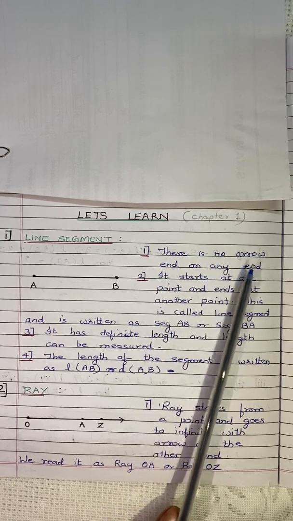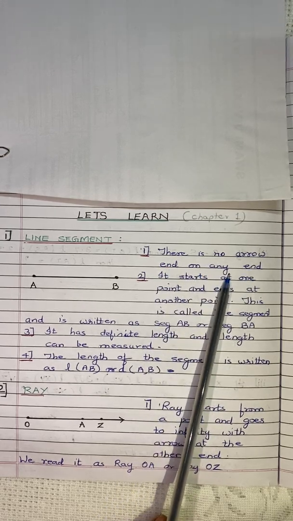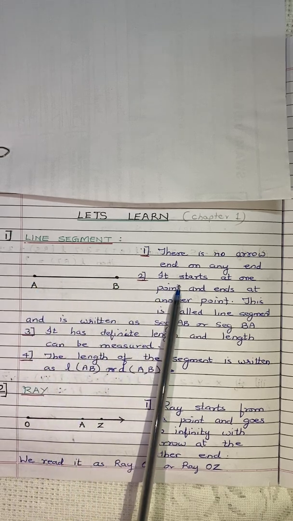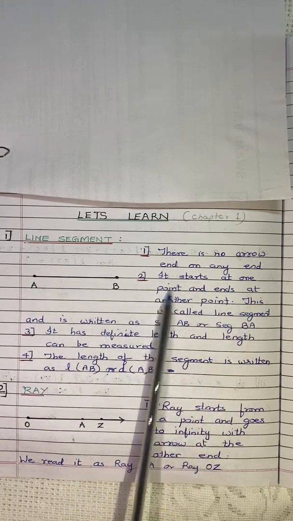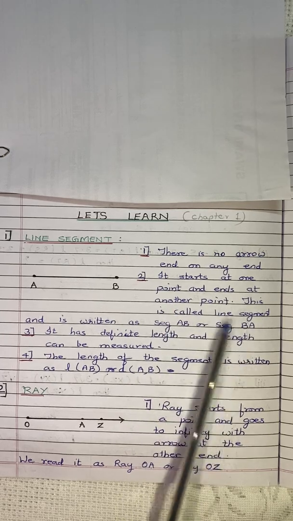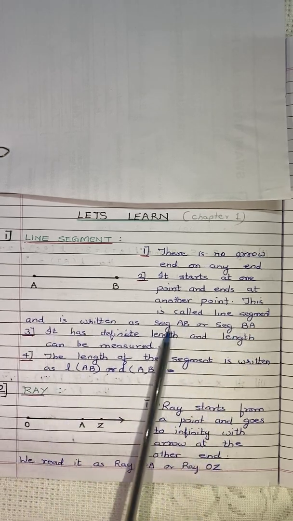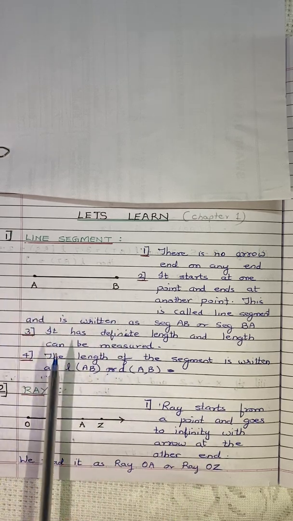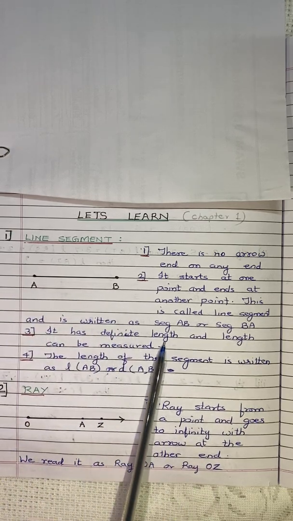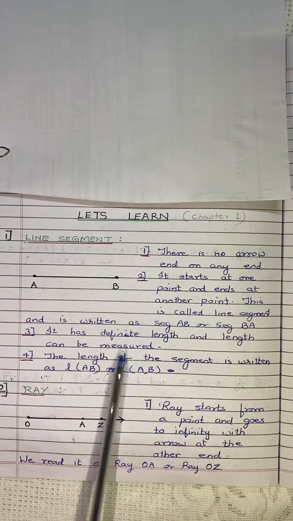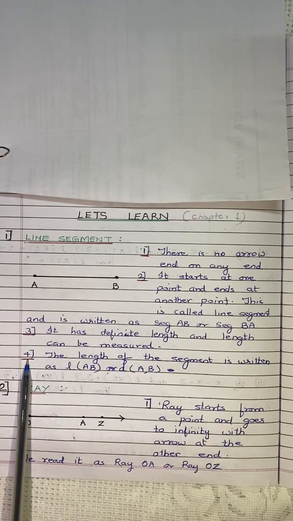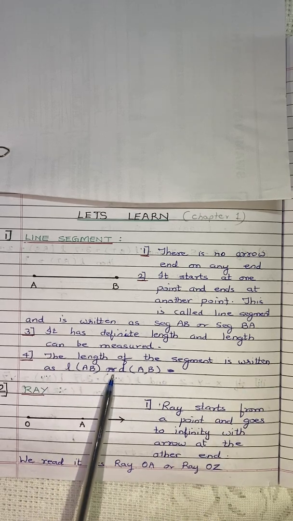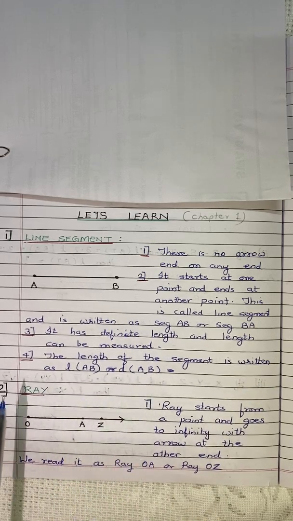There is no arrow at any end. Like if you see at these two ends, there is no arrow. It starts at one point and ends at another point. This is called a line segment and is written as segment AB or segment BA. It has definite length and length can be measured. Next point, the length of the segment is written as length AB or distance AB.